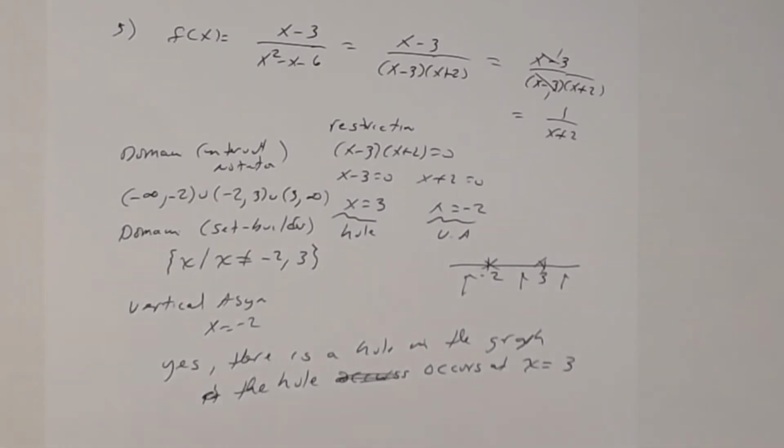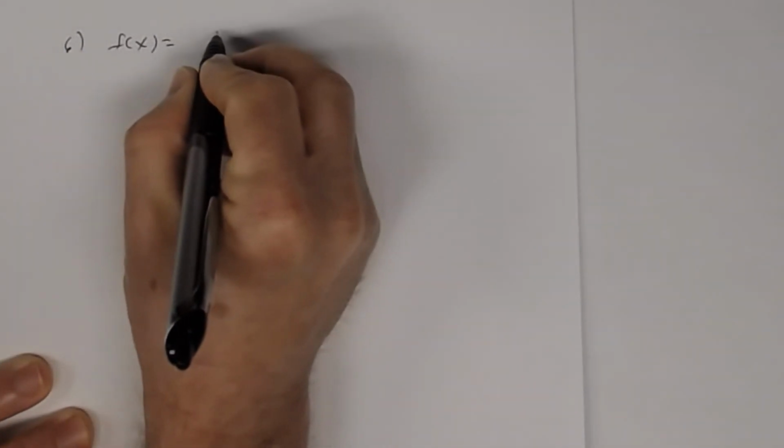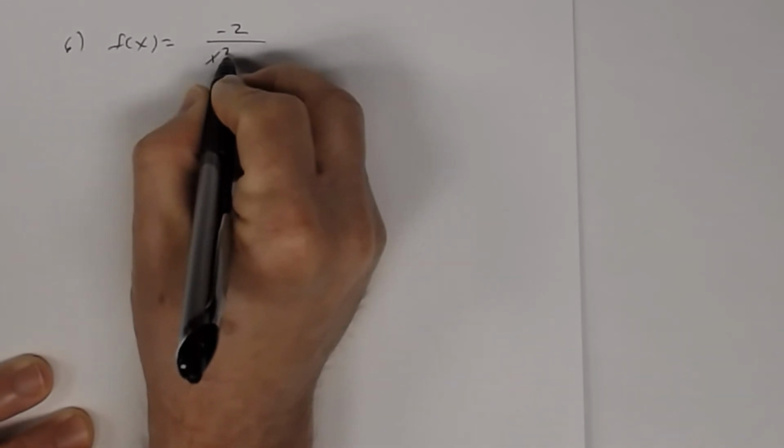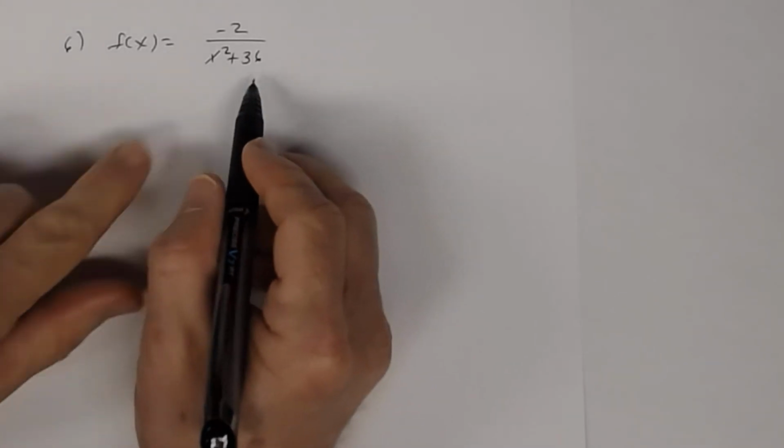Okay, now we have one more left, and that's number 6. So let's go to number 6. In number 6, we have f of x equals negative 2 divided by x squared plus 36. All right, so we have to determine the domain. So let's look at the restrictions.